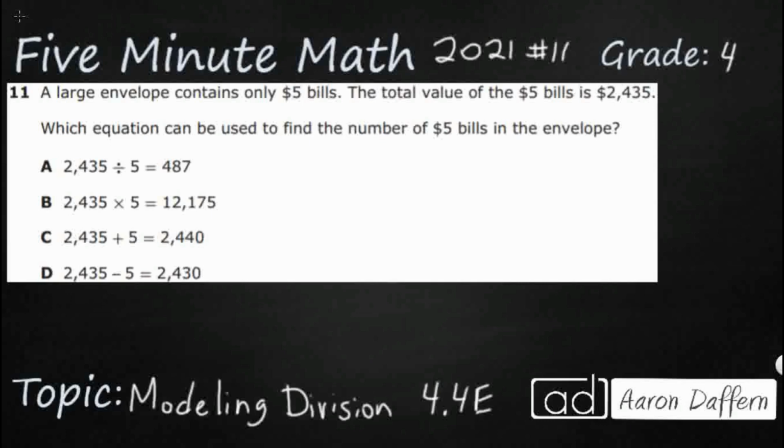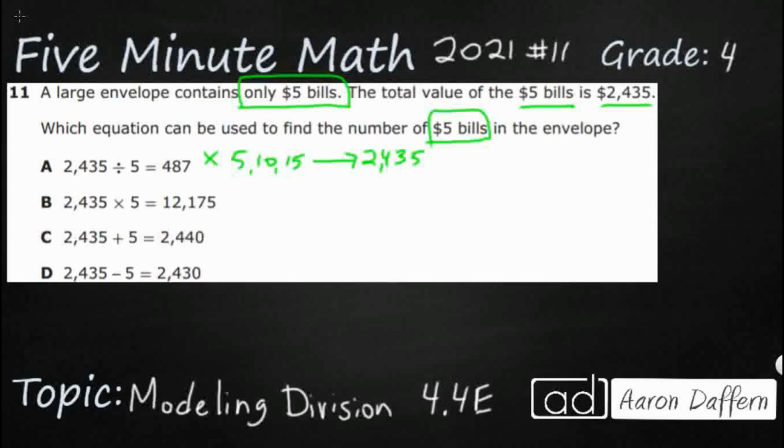So we have a large envelope that contains only $5 bills. And then the total value of the $5 bills is $2,435. So which equation can be used to find the number of $5 bills? So we've got a few options here. We could skip count by fives, 10, 15, all the way up to 2,435. I have a feeling that will take us quite a while. So while that's an option, it's not a very good option.